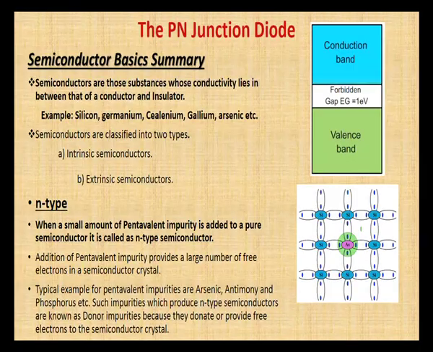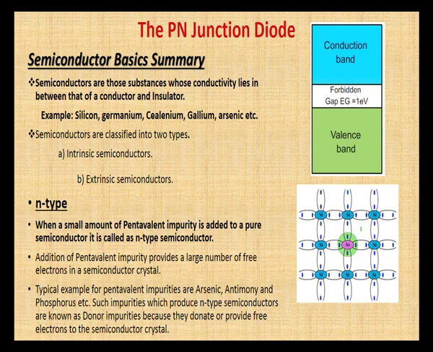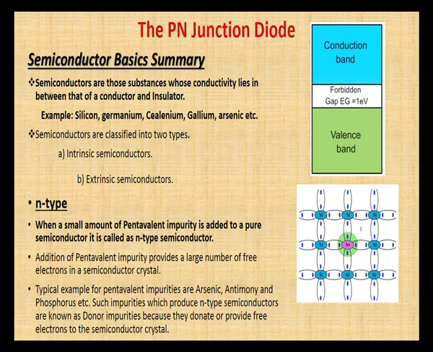Whereas in the case of extrinsic, we are going to add impurities, what we call doping agents. The impurities that we are going to add are pentavalent impurities or trivalent impurities. Based on the impurities, we classify the extrinsic semiconductors into two types. First one is n-type semiconductor and another one is p-type semiconductor. Let's start to know what we mean by n-type. When a small amount of pentavalent impurity is added to a pure semiconductor, it is called n-type semiconductor.